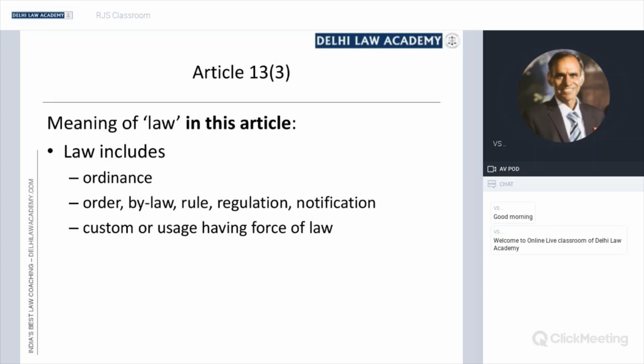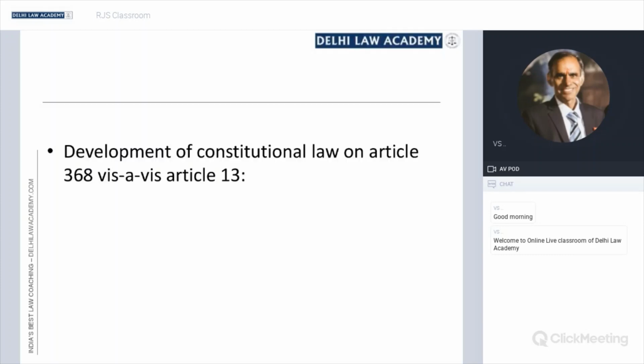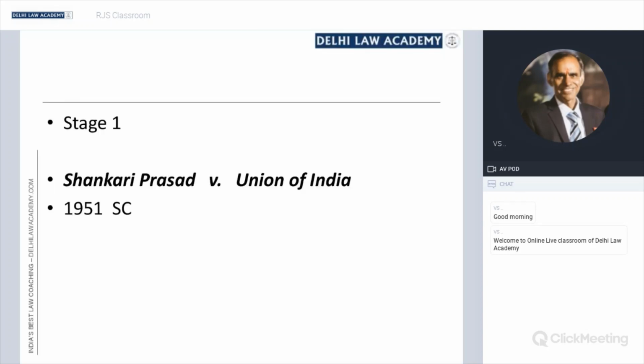With this definition of law in mind, and with the protection given to the fundamental rights as contained in Article 13(2), let us see how the constitutional law has evolved on this issue. We are now looking at the development of constitutional law on Article 368 vis-a-vis Article 13. Article 13 gives protection, and Article 368 gives power to Parliament to amend any part of the Constitution. So there is an apparent contradiction between the two. Let us see how this unfolds.